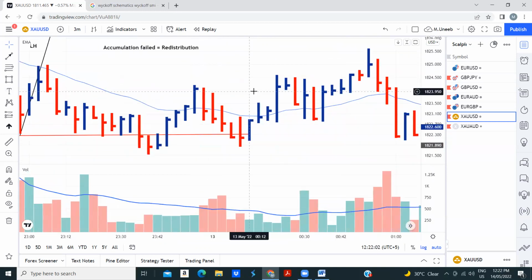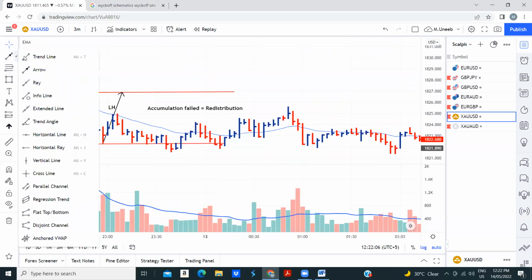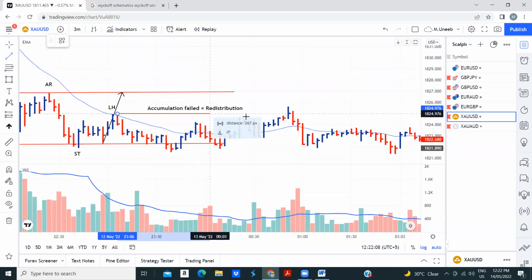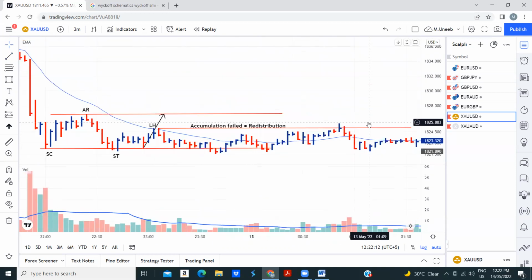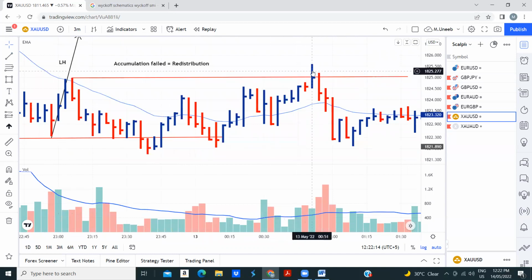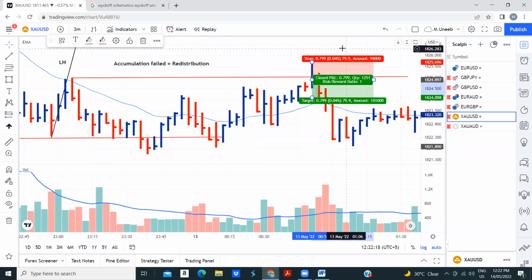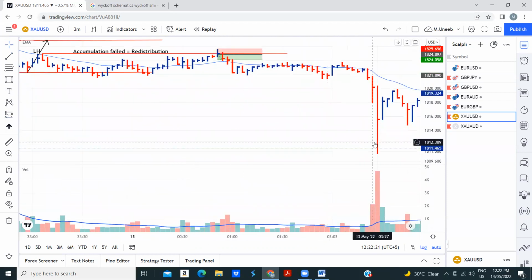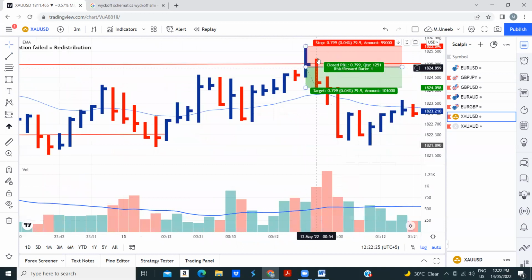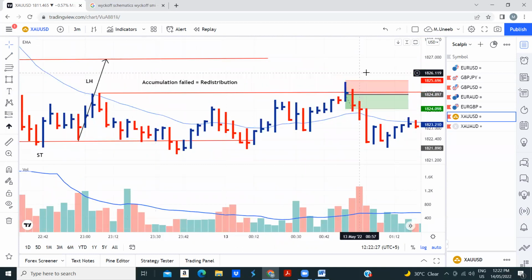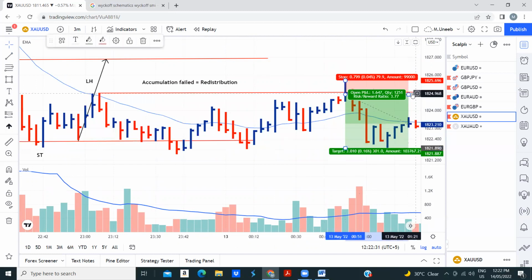So what will happen? Redistribution started over this lower high. I will draw a straight line over here. And now easily, what happened? You see, as the price came back to this lower high, it makes an upthrust here. The price crashed. Did you see? So the accumulation actually turned into distribution, redistribution. Got it?